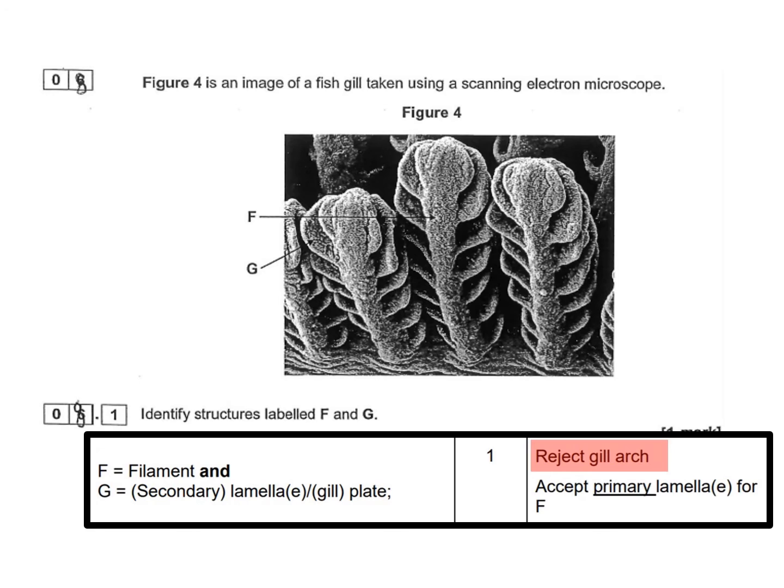So it wasn't accepted if you put gill arch. That was rejected. This structure down at the bottom would actually be the gill arch from which the gill filaments extend. So these are gill filaments, and then these plate-like structures with a big surface area are the gill lamellae or the gill plates. There you go, gill lamellae.